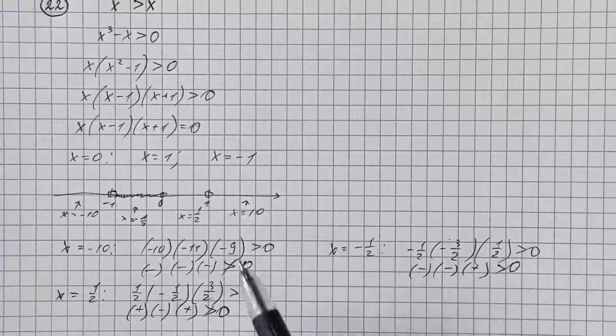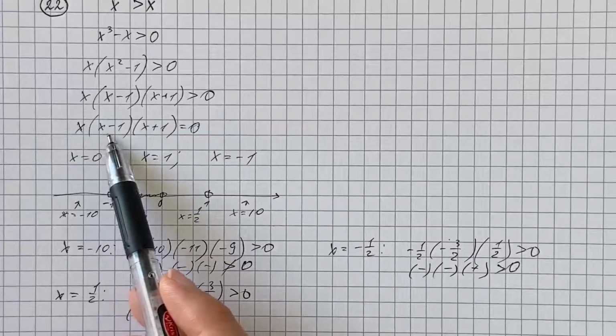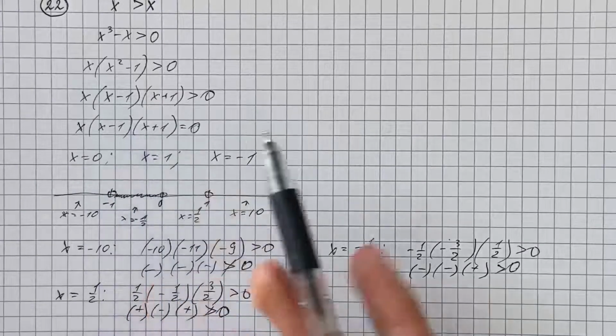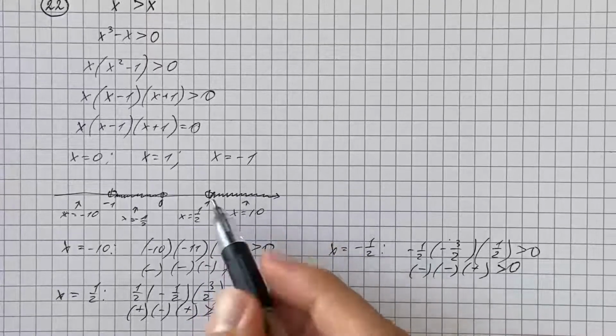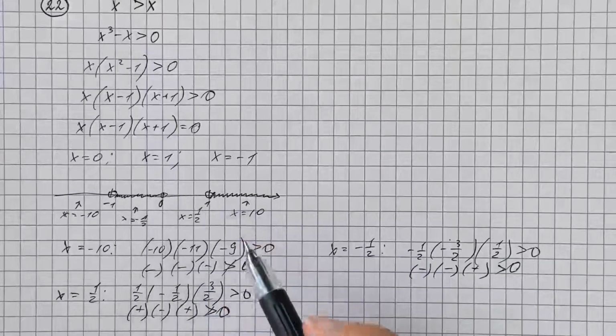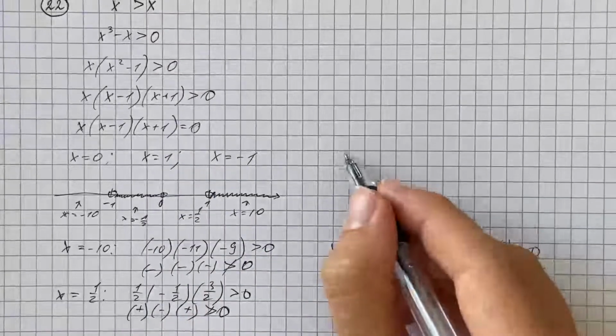And the last thing is x equals 10, so that gives us positive times positive times positive, which obviously is positive and greater than 0. So all numbers from 1 to infinity will satisfy our inequality.